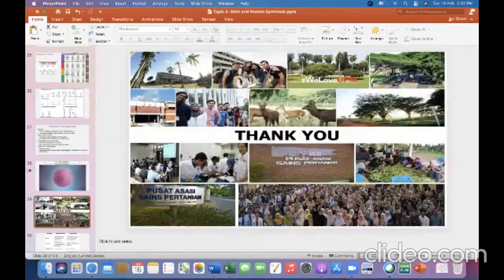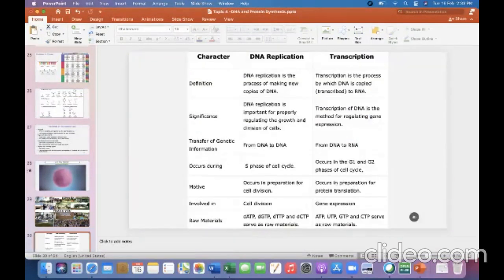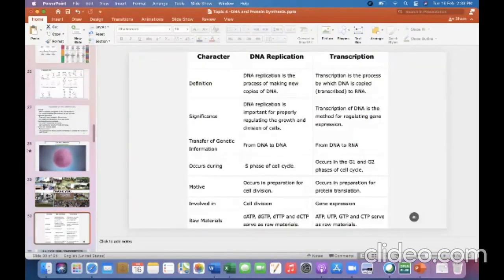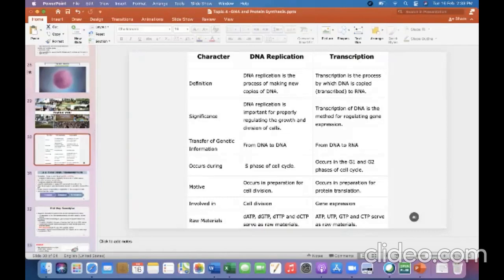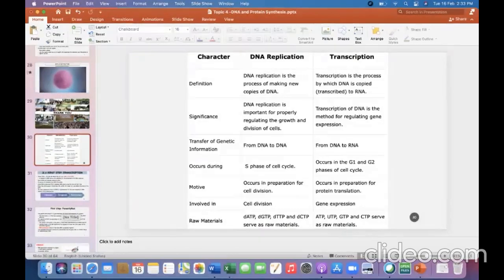Okay, we stop that. Okay, we stopped at DNA replication last time. Today, we will go into transcription and also translation. Okay. Can somebody just let me inform the class. What is the difference between DNA replication and transcription?